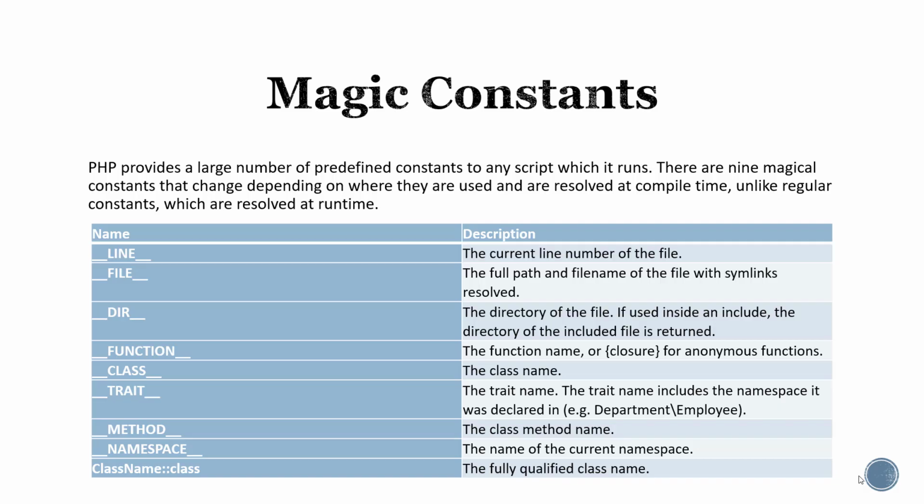PHP provides a large number of predefined constants to any script which it runs. There are 9 magical constants that change depending on where they are used and are resolved at compile time, unlike regular constants, which are resolved at runtime. In our table, we have the name and description of each of the 9 magical constants in PHP.